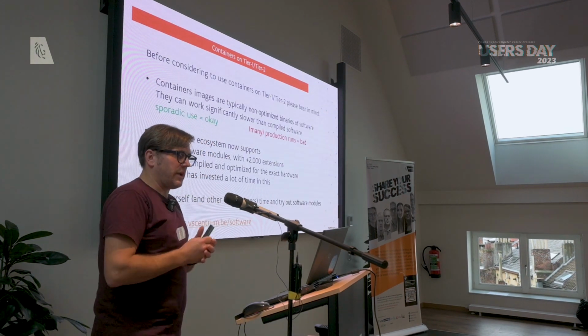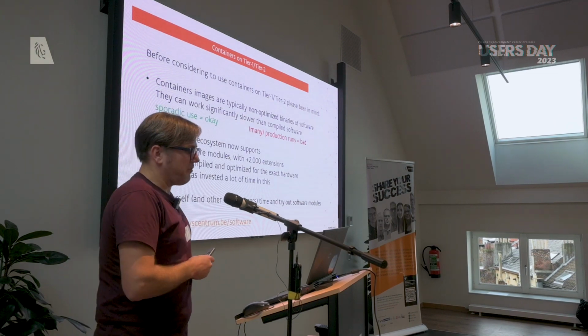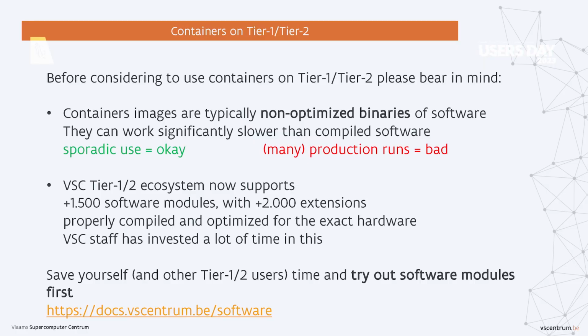So please, again, do us a favor. Before considering using containers on Tier 1 and Tier 2, please bear in mind that container images are typically, and this is in our experience typically, it doesn't mean that's always the case, non-optimized binaries of software. They can work significantly slower than compiled software. If this is for sporadic use, okay. If you're going to do production runs with this, that's not a good idea.